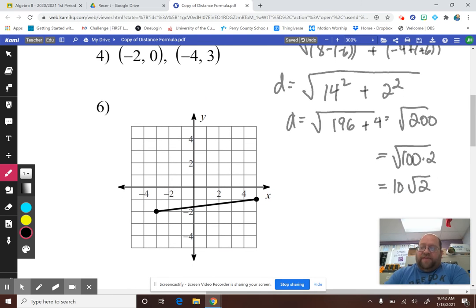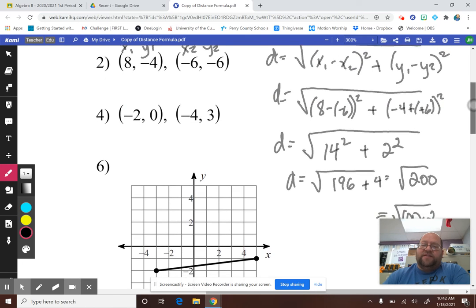All right, so hopefully that makes sense. Again, if you're given a drawing like this one, it's probably a lot easier to just go ahead and finish out the right triangle and do regular Pythagorean, because that's basically what distance is. If you're given 2 points, maybe much easier to just plug in your information like this, okay?